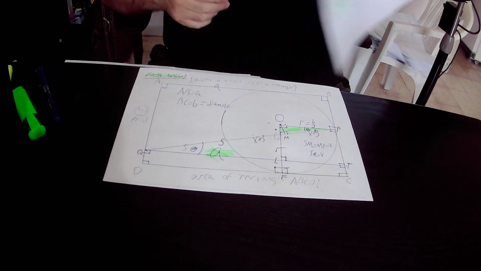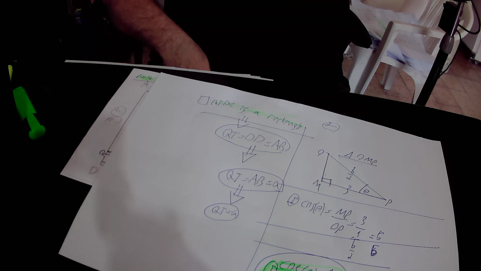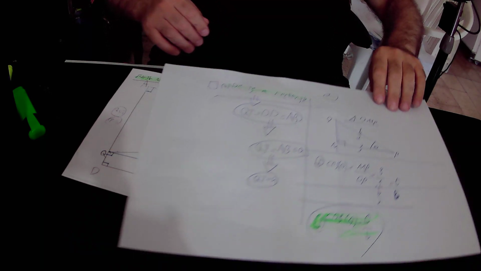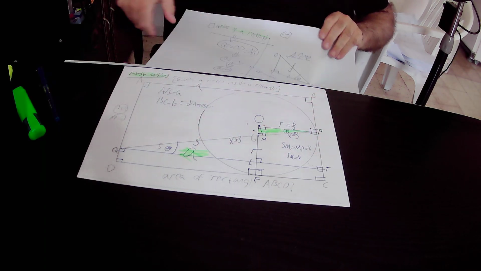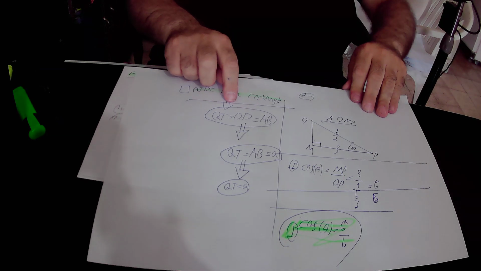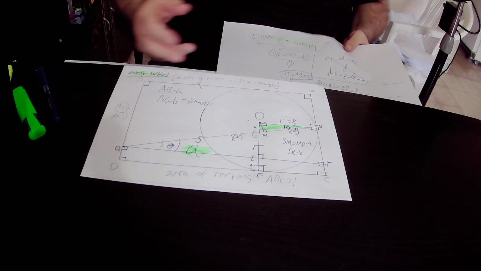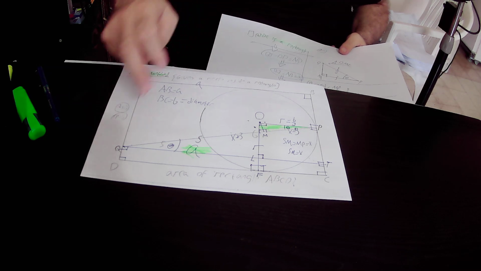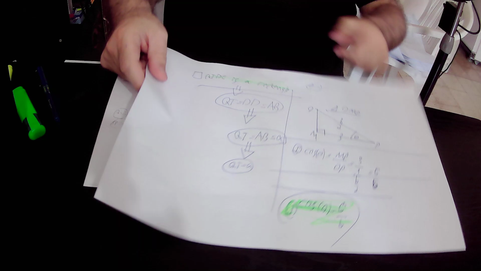Okay, quadrilateral QTDC is a rectangle because it has 4 right angles, and we know that the opposite sides of a rectangle are equal to each other. That is to say, side QT must be equal to side DC. QT equals DC, but we know that ABCD is a rectangle, and the opposite sides of a rectangle are equal to each other. That is to say, side DC equals AB. So here DC equals AB.